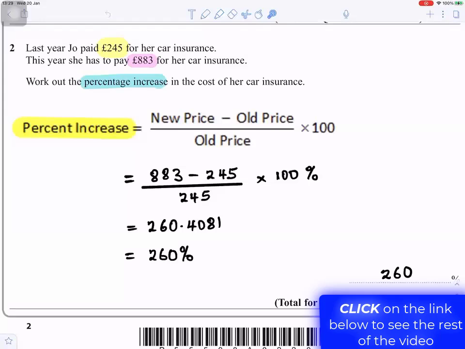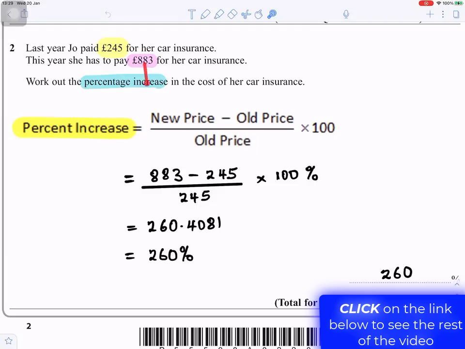Question number 2. Last year, Joe paid £245 for her car insurance. This year, she has to pay £883 for her car insurance. Work out the percentage increase in the cost of her car insurance. Percentage increase is the new price minus the old price, divided by the old price. Very important: divide by the old price, times 100.